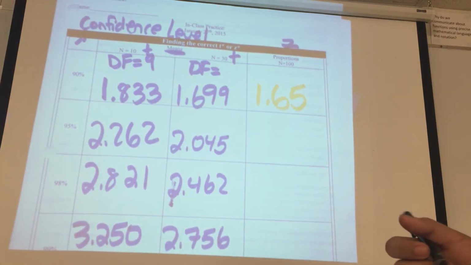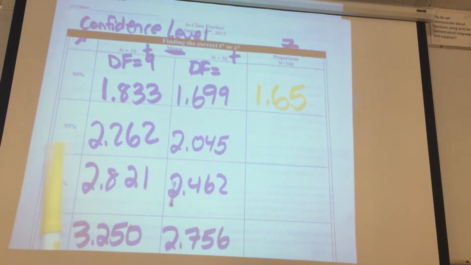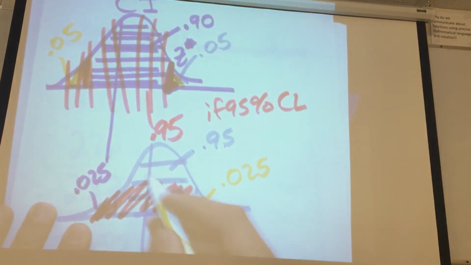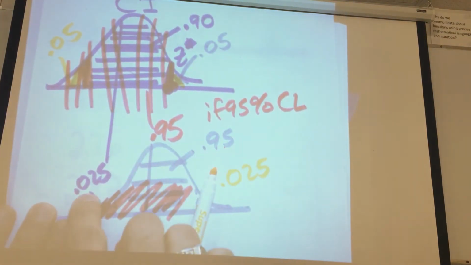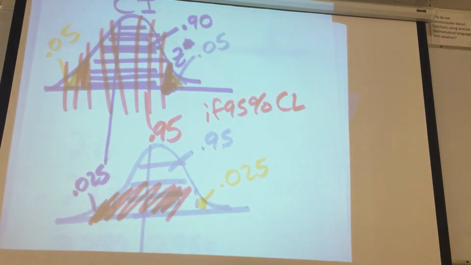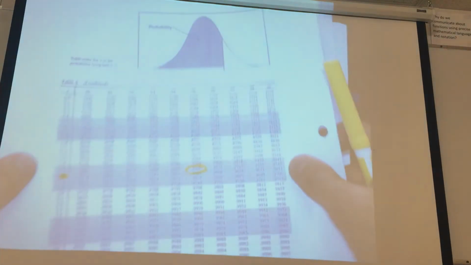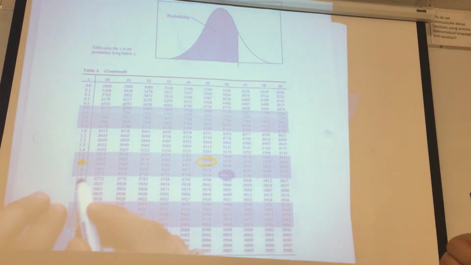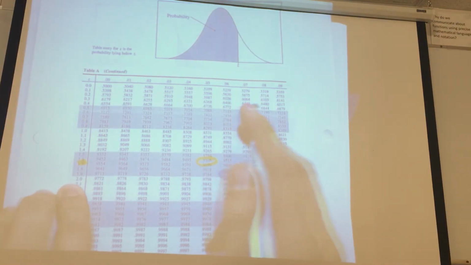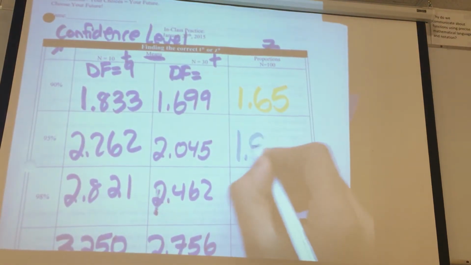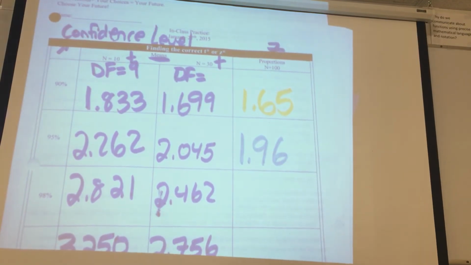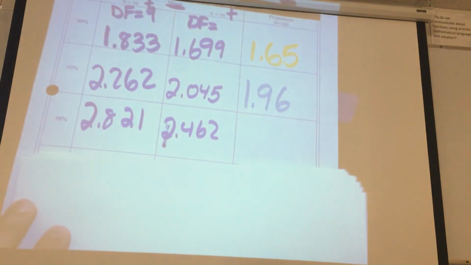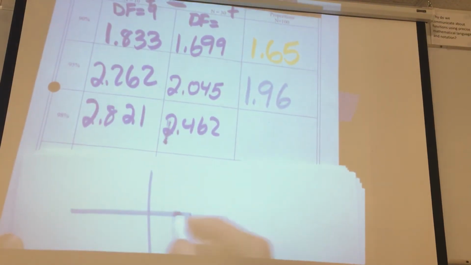Okay, let me do another one. 95%. We just showed how we don't want the 95, we want the 95 plus 0.025, so we want 0.975. So let's go over here. Where are we getting 0.975? Right here, which I'm circling in light blue. 1.96. Okay, so let's look at the 98%. So if I want 98%, let's draw the picture.